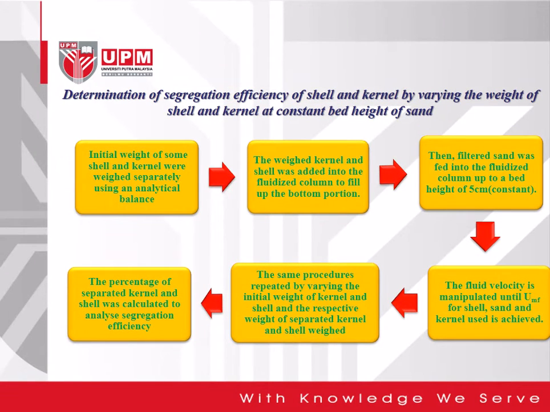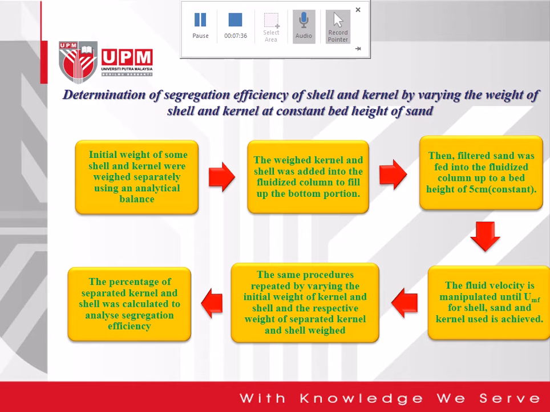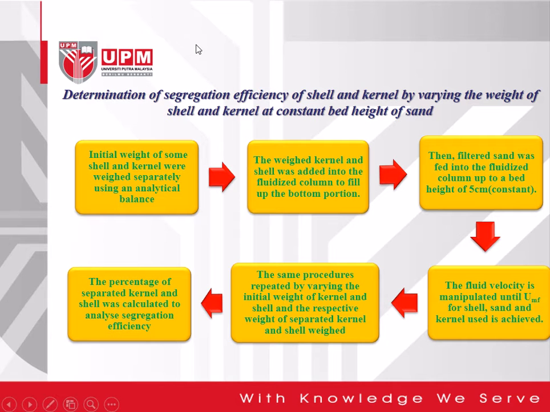We also repeat the same experiment with a different variable. Just now we used the bed height, and the same principle is used here, but what we differentiate is the initial weight. So we keep the bed height constant, and now we are varying the initial weight. Okay, the same thing we repeat until we get the respective weights of separated kernel and shell, and the percentage of separated kernel and shell is calculated to analyze the segregation efficiency.